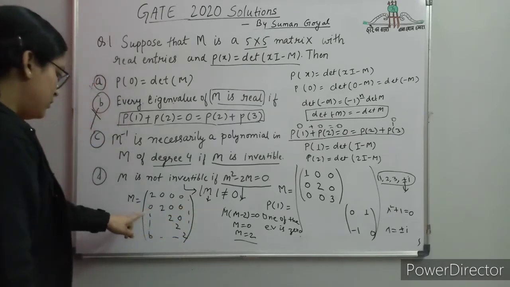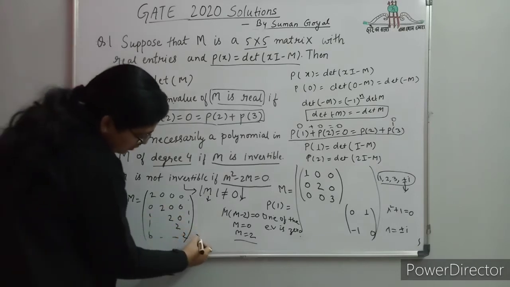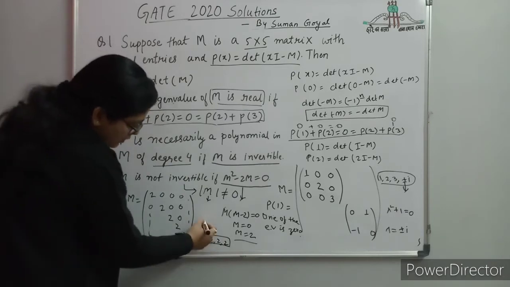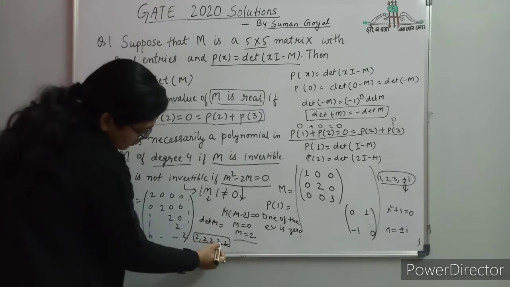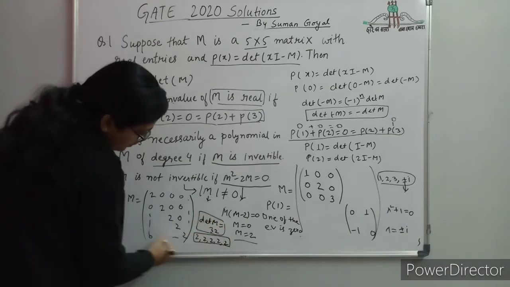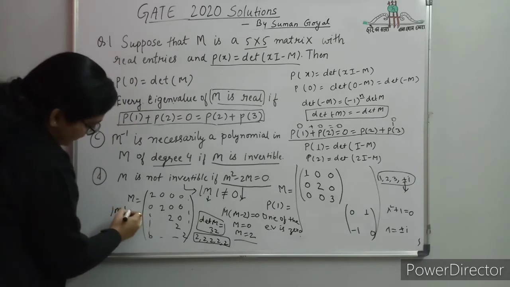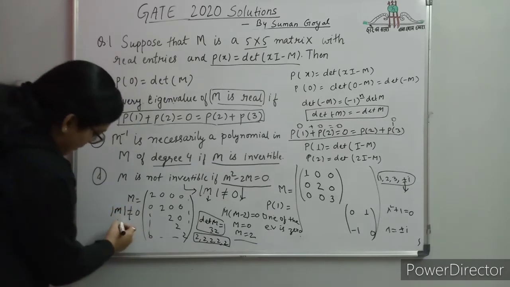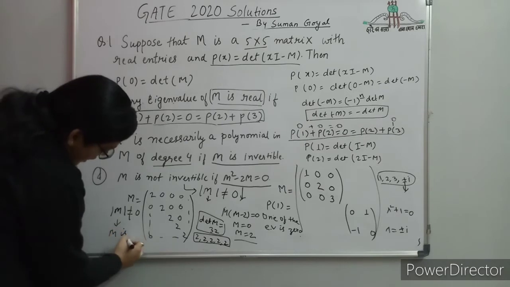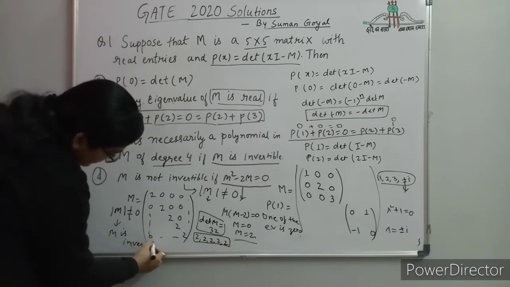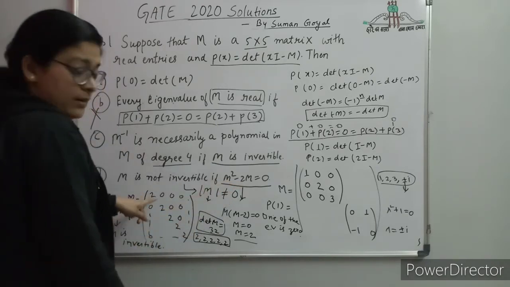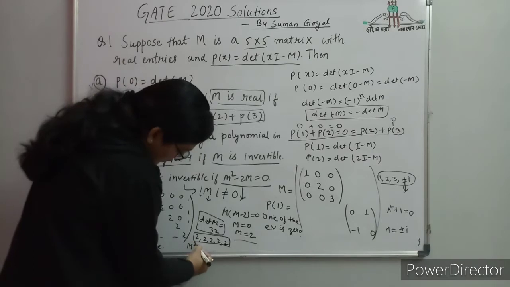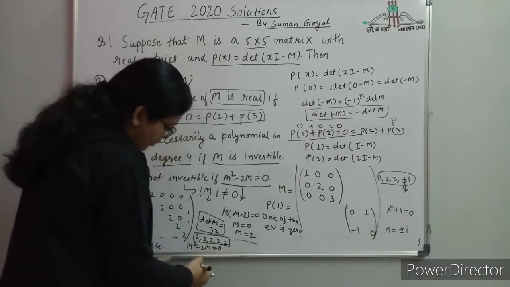Okay, for this matrix M, the eigenvalues are 2, 2, 2, 2 and 2. None of the eigenvalues is 0. So the determinant in this case is the product of the eigenvalues: 2, 4, 8, 16, 32. Determinant of M is 32, which is not equal to 0. M is an invertible matrix. But see, if we find M square minus 2M for this particular matrix, what will we get? M square minus 2M is coming 0 for this matrix.